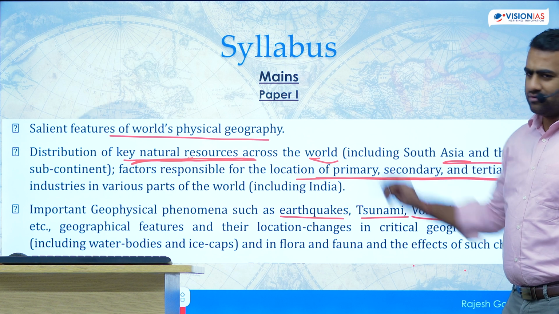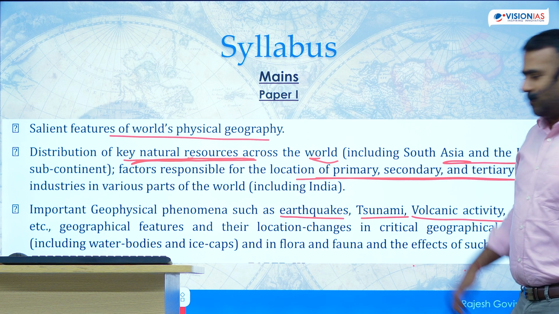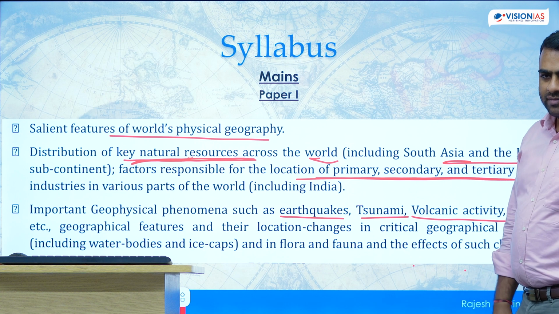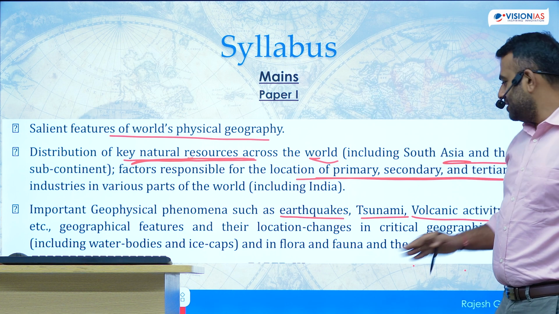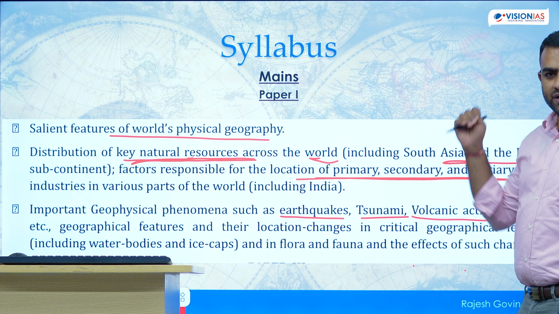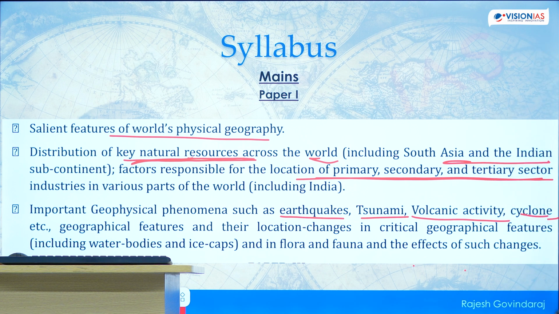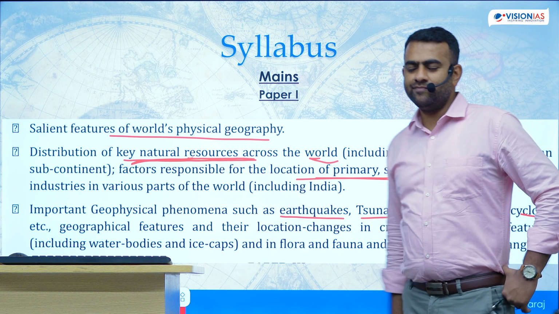This is part of physical geography only. All these topics you will not study separately, you will study as part of physical geography. In physical geography, particularly geomorphology, you will study earthquake, tsunami, volcanic activity. It is a clear part of geomorphology. Cyclone is part of climatology. Then why has UPSC given this separately?